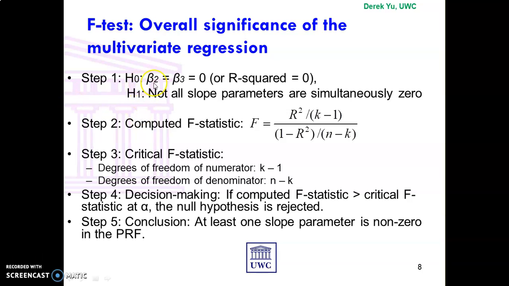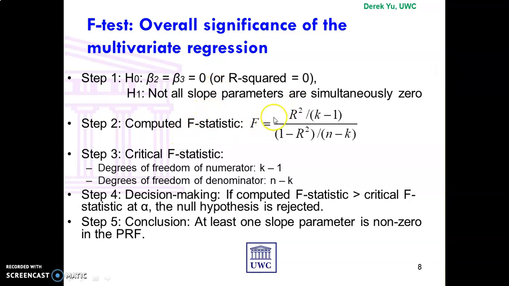Okay, and this is my new hypothesis. The null hypothesis means all slope parameters equal 0. Then it actually means this is a bad regression, meaning R squared is 0. And the alternative hypothesis means not all slope parameters are simultaneously 0. In other words, at least one slope parameter is non-zero. So it also means R squared is greater than 0.